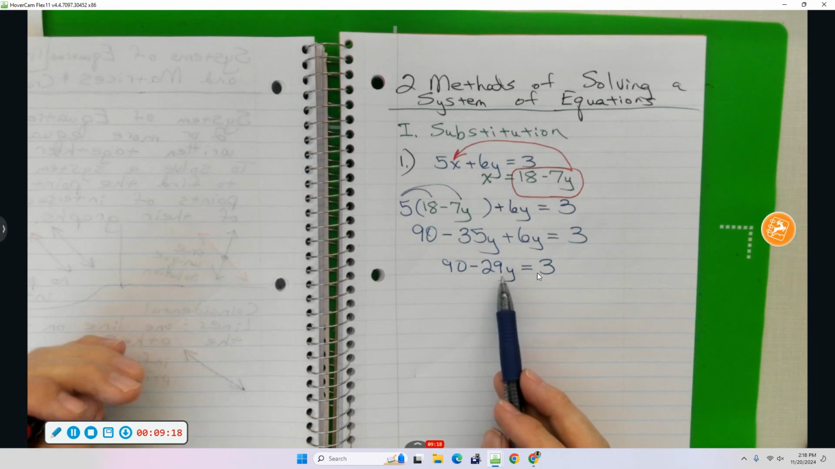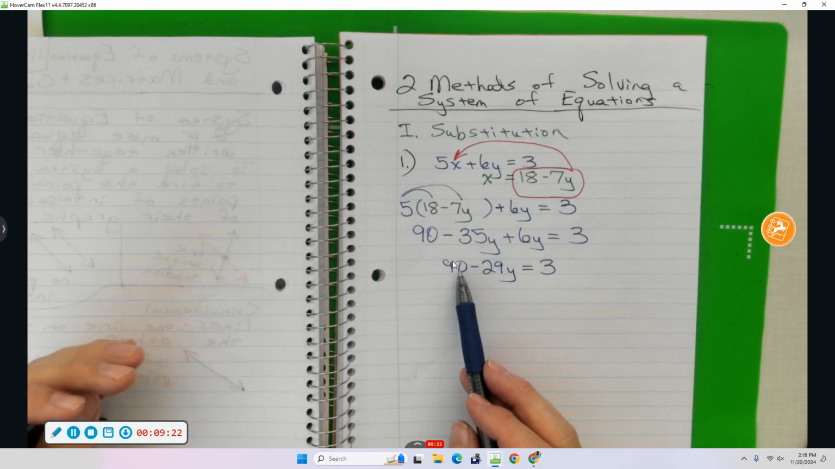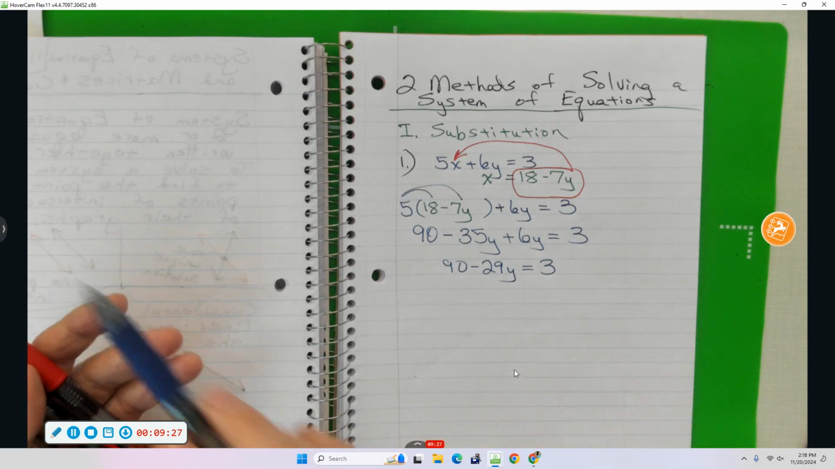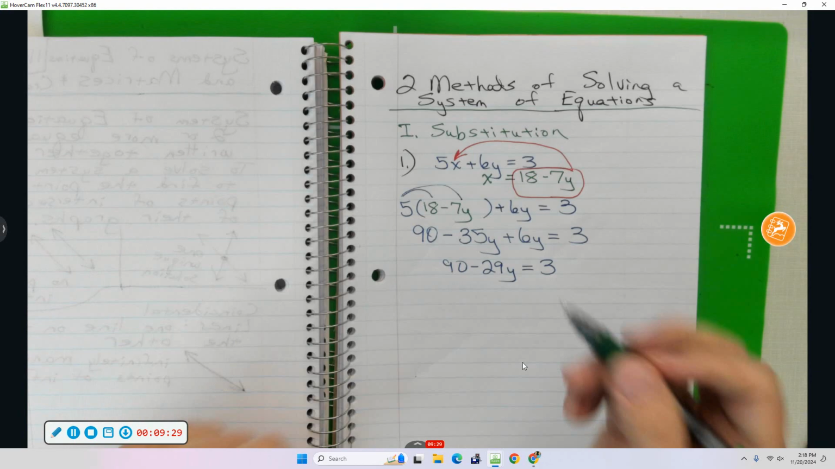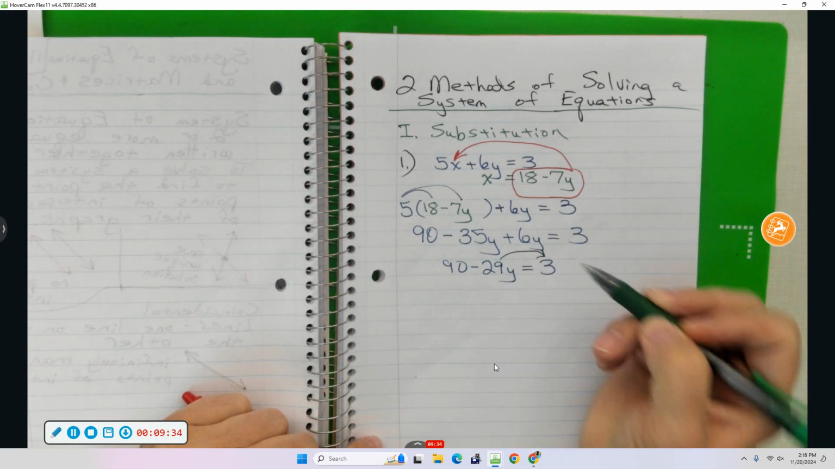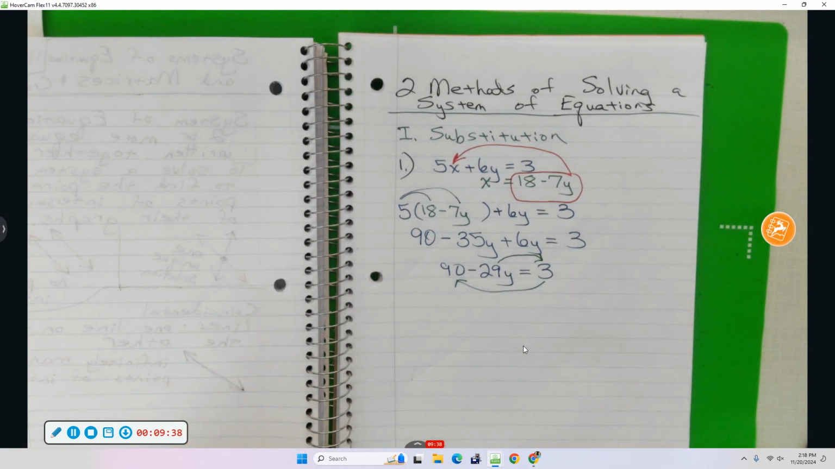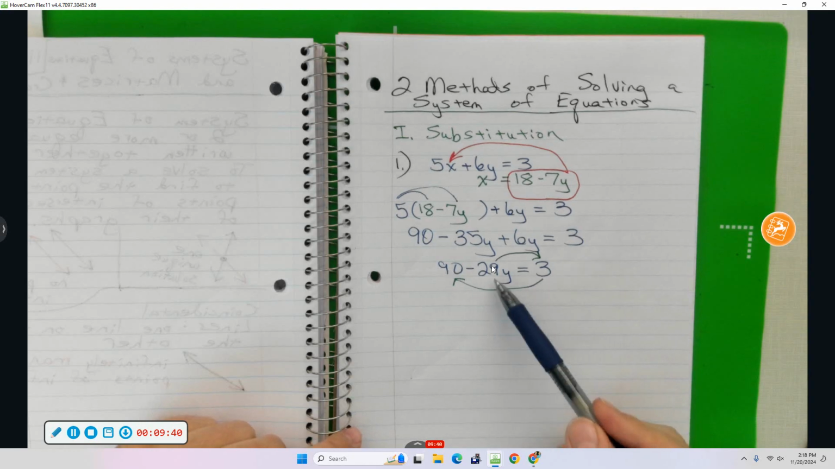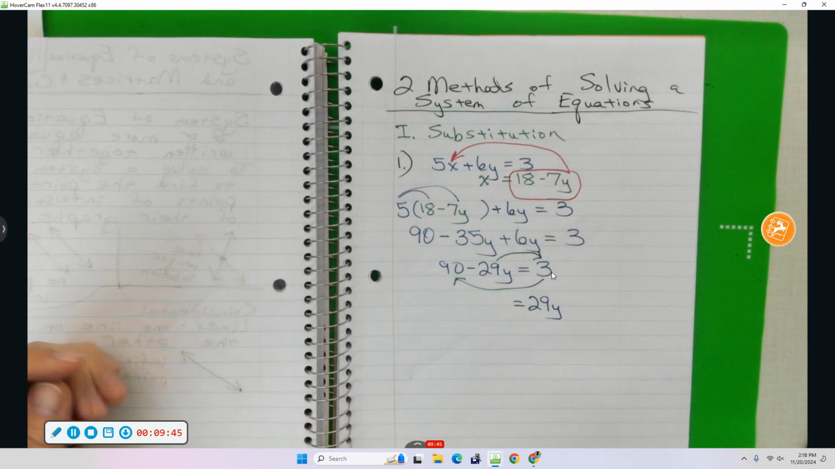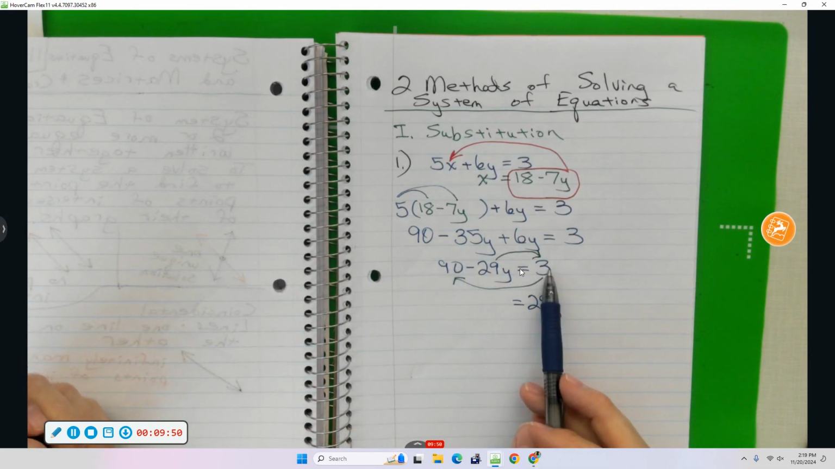I'm trying to get the y term by itself. You know something? Let's do this in a way so that we minimize negatives. Let's take that negative 29y and move it over. Then we'll take the positive 3, move it over to combine with that 90. So on the right-hand side, we're going to have a positive 29y. What are we going to have on the left side? What are we going to have to do with the 90 and the 3?